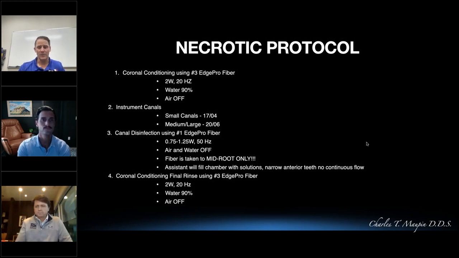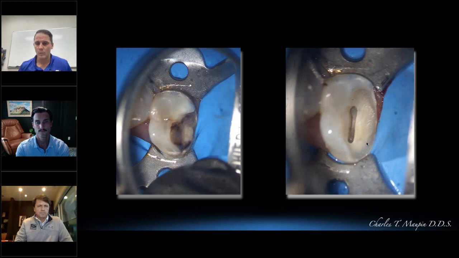And the reason I'm going a little bigger is looking at some SEMs. The slightly larger ones, even with the laser, look a little cleaner than the 14/03s or these small instrumentations that I've done. So I've kind of been at both ends of the spectrum there. Canal disinfection using the #1 EdgePRO, like I said, 0.75 to 1.25 watts, 50 hertz. Air and water off, fiber taken to mid-root, and then your assistant's going to fill the chamber with solutions, or you can fill it and toggle it back and forth between the two. Final rinse with water.